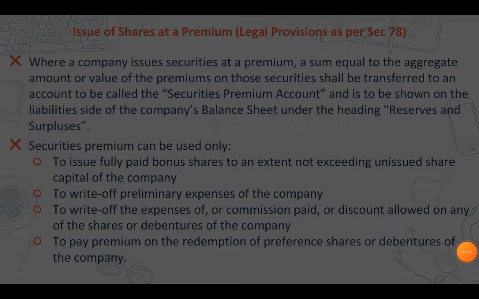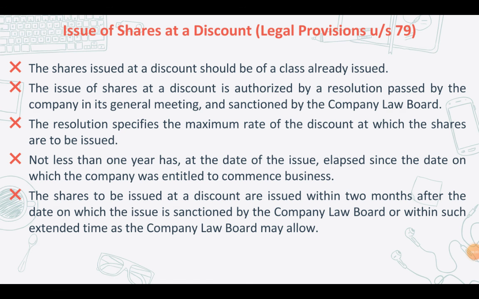And then, issue of shares at a discount. For the issue of shares at a discount, you have legal provisions under section 79 of the Act. Now, if the price required to pay to the company for a share is less than the nominal value of the share, then it's called a discount. And a company can issue shares at a discount only if the following conditions are satisfied under section 79.